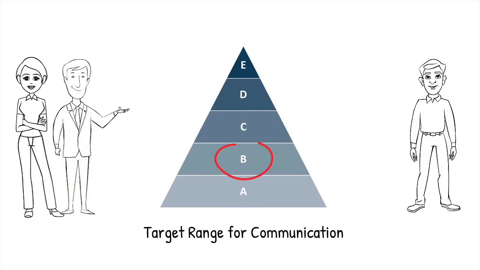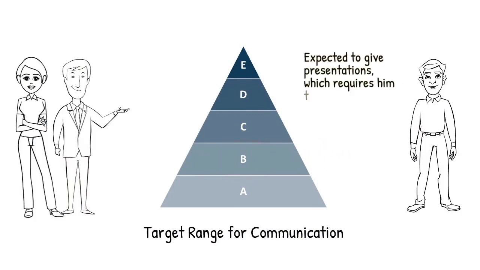We know that target range B is a fit because Randy's position has the same basic accounting duties as Jim and Sue's, and he must also convey information in a clear, understandable, and organized manner when preparing statements. However, Randy is also expected to give presentations which require him to tailor information to a particular audience. This fits target range C.